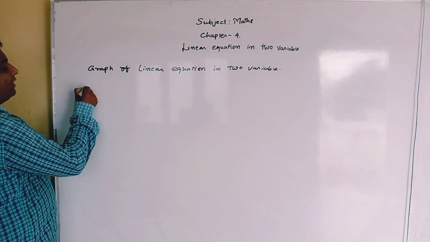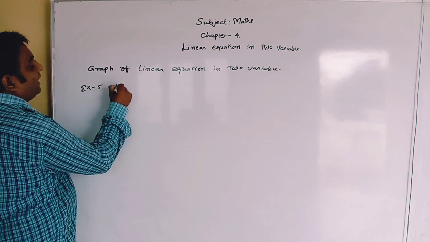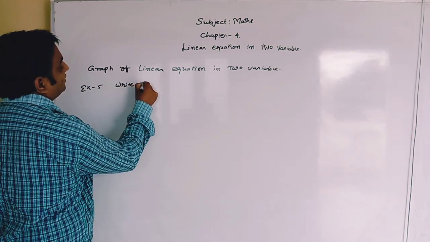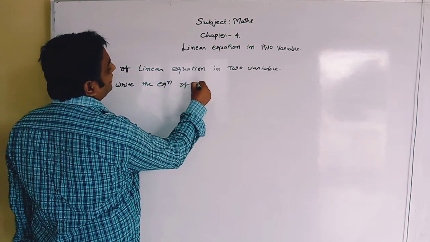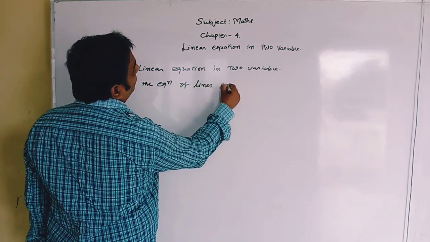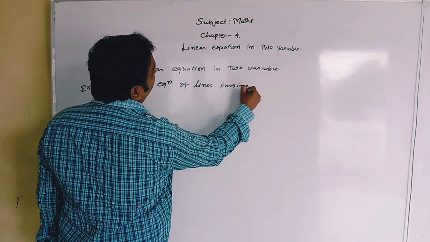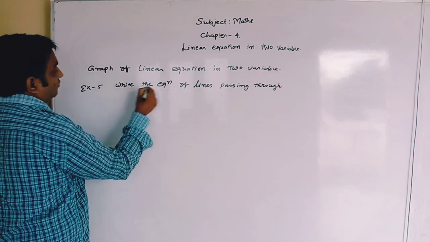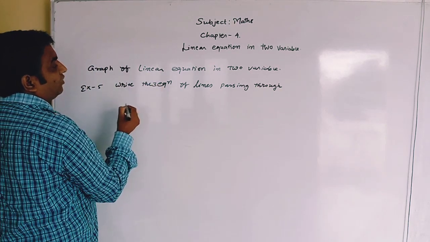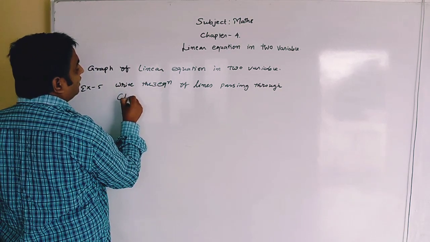Now example 5 is given. Write three equations of lines passing through the point (1, 2).